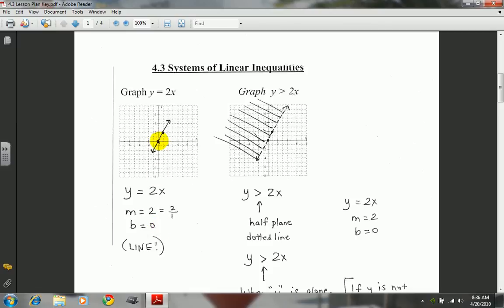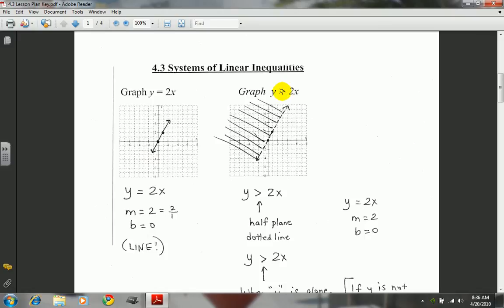To graph a line, I start with b is 0. Remember, b is the y-intercept, so I put an ordered pair dot on 0. The slope is 2, which means from my b, I go up 2 spaces and over 1. I put another dot and I connect the line. Now this is really just a review of line graphing. Well, we need this.